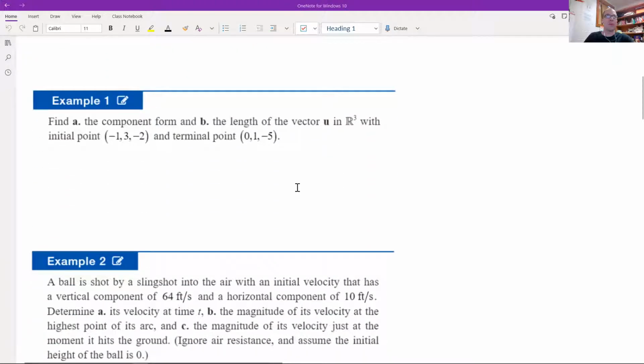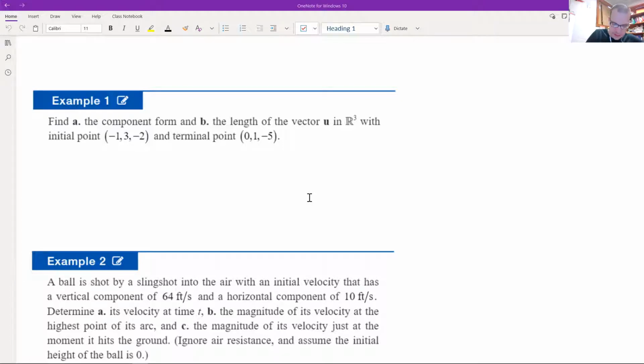What we're going to do is just go through a few of the examples in our book and hopefully learn along the way. Okay, example number 1. Find the component form and the length of the vector u in R3, 3-dimensional space, with the initial point there and a terminal point there. So we're finding this vector. We're going to call this vector u.